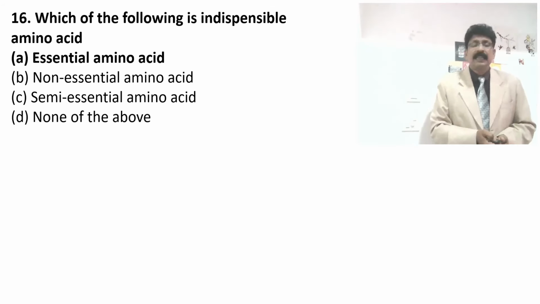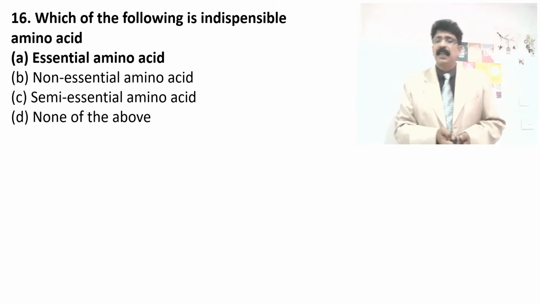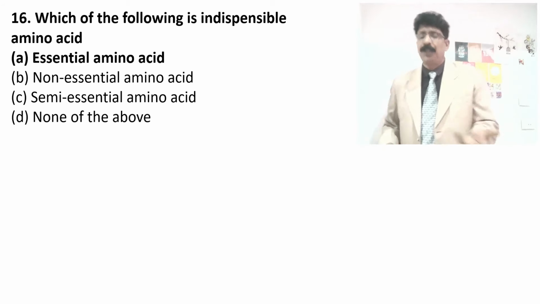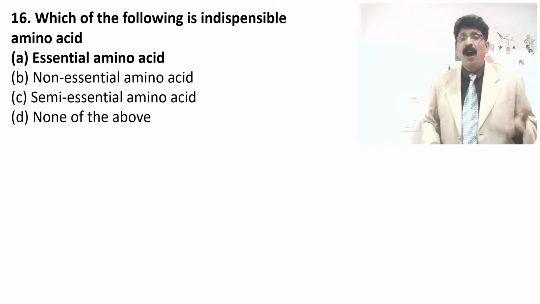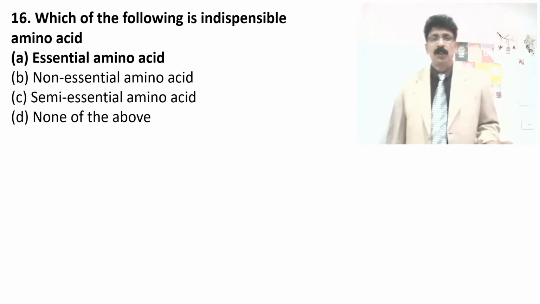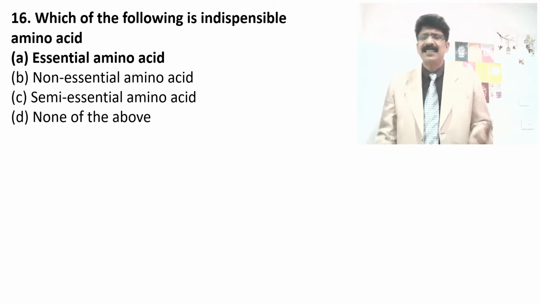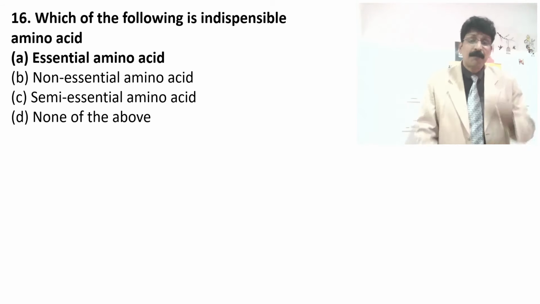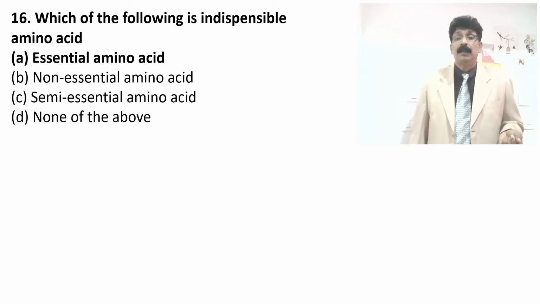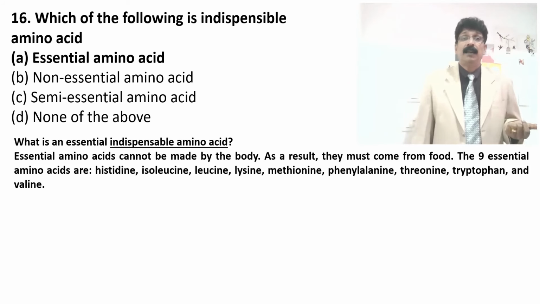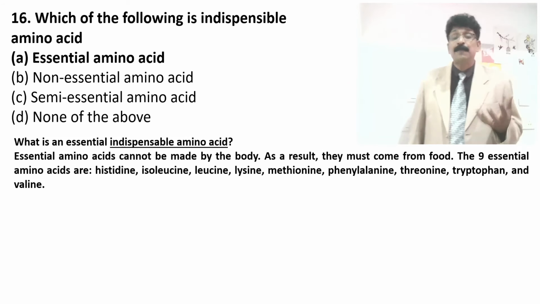The options are essential amino acid, non-essential amino acid, semi-essential amino acid, and none of the above. The student should already know that essential amino acids were 20, now it is 21. One more has been added. All of them are in our body. Indispensable means especially very important. Dispensable means not very important. Indispensable means very important. So what is the indispensable amino acid?